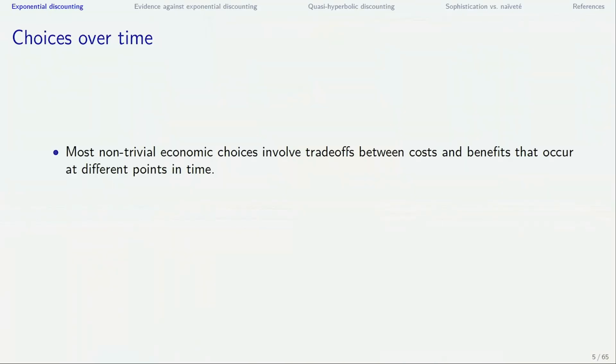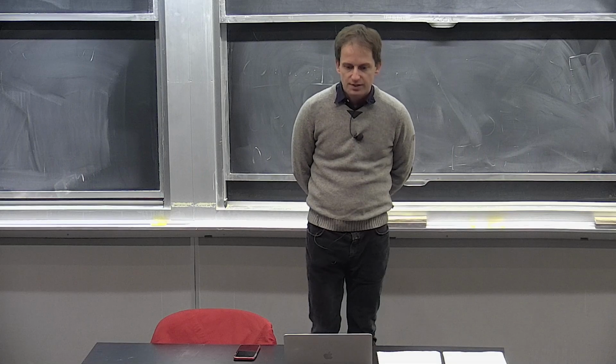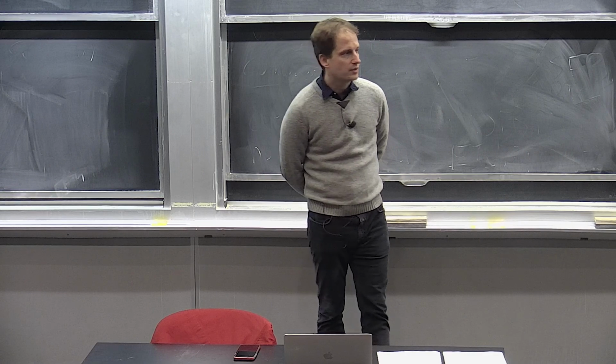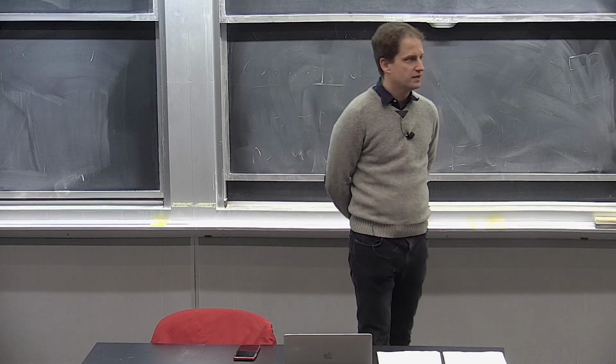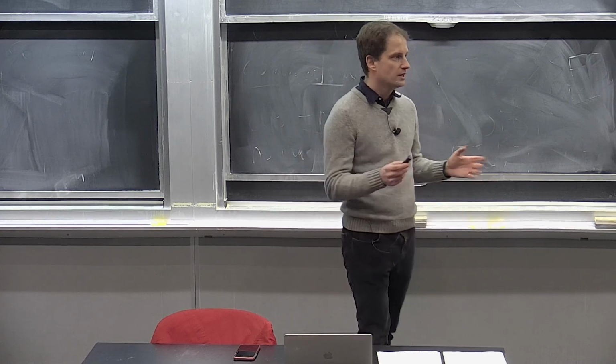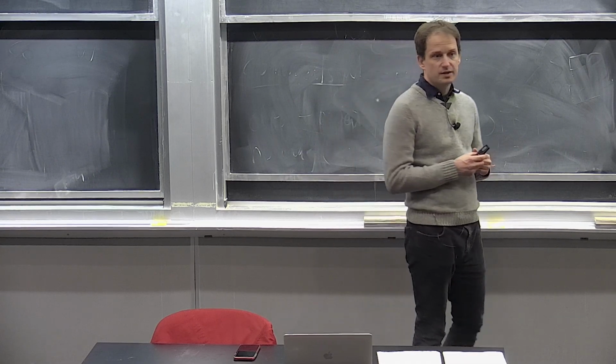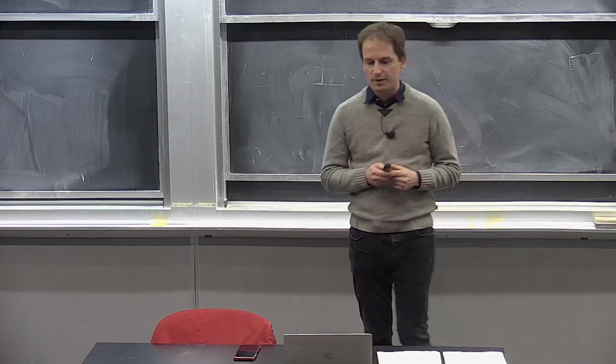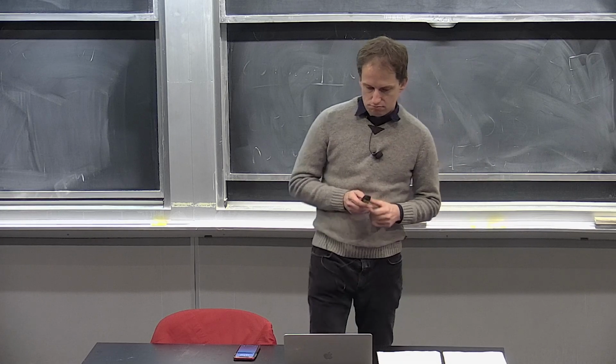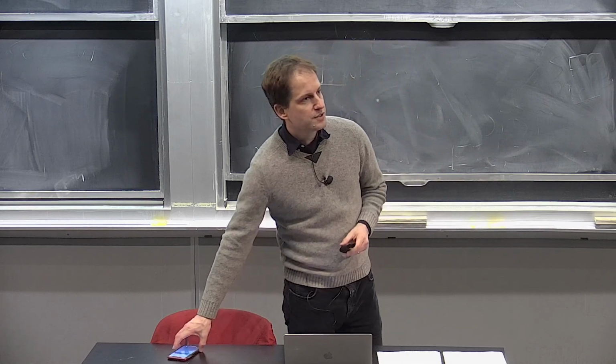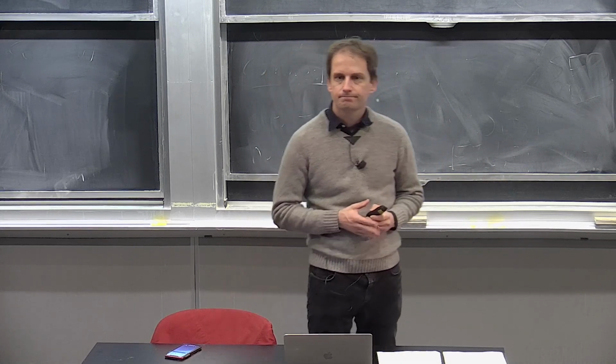It's first important to notice that almost any choice you make almost always involves some choice over time. Essentially, some trade-off between the present, between some costs and benefits that you might incur in the very short run, and some costs and benefits that you might enjoy or incur in the future. What examples do we have? What choices over time do we face?